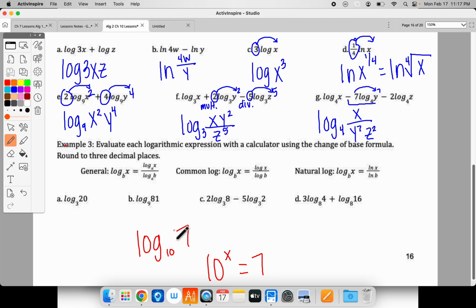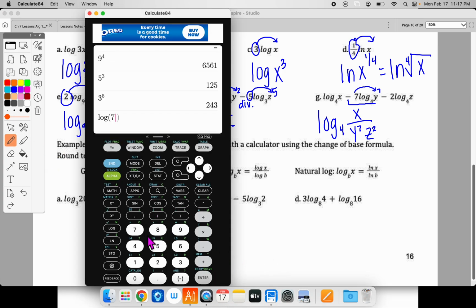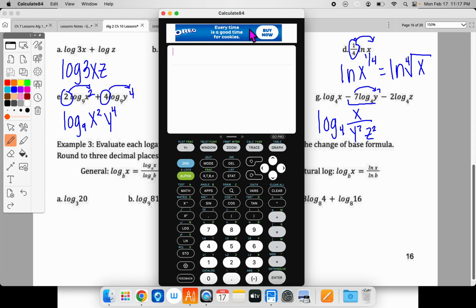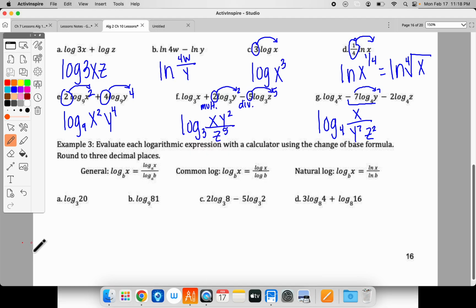When it actually gives you a number as the base, some calculators don't do that. So if I tried to do log base 3 of 20, I can't get a 3 at the bottom in some calculators. Some do it, some don't. But there is a change of base formula, and it's written up here for your general log, your common log, your natural log. They're all the same.